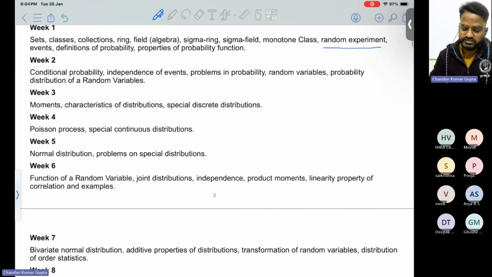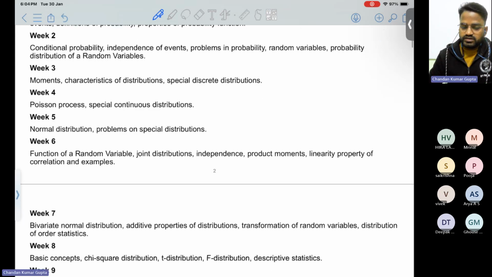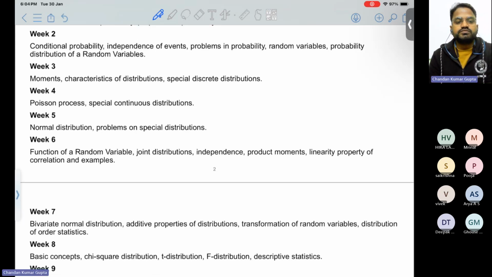In week 2, we discuss conditional probability, independence of events, and problems related to independence and conditional probabilities. In week 2, we have also discussed random variables and the probability distribution of random variables. Then we will discuss moments and characteristic functions of these distribution functions. And in week 3 also, some special kinds of discrete distributions are taught.